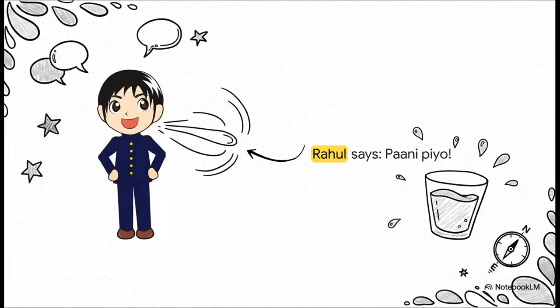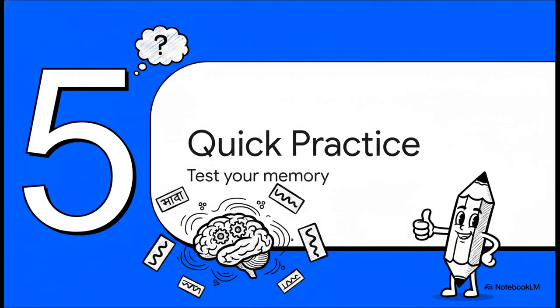Let's try one of those irregular verbs we just went over. Rahul is giving a command to a friend using the tum form. Say it out loud with him to command someone to drink water. Ready? Paani piyo. Brilliant. Moving into Section 5, quick small practice.